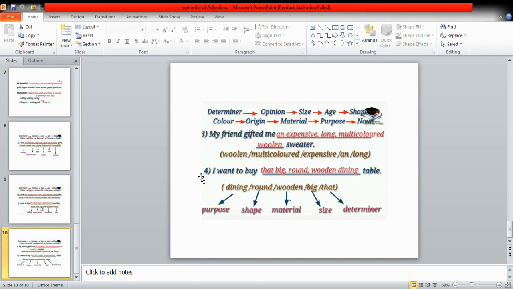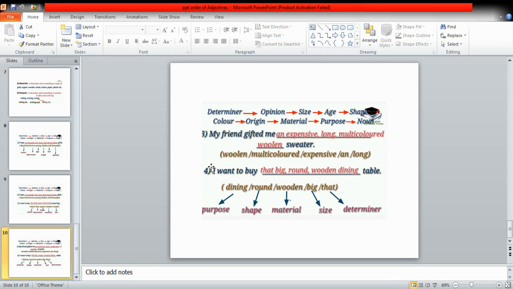Or you can easily identify it. If some options are there, in different options you can easily identify which is the right option if you write the sequence of the order of adjectives with some lead pencil on some rough sheet. So it would be very, very easy for you to put them in the right order or to identify the right option. So this is the whole idea which we were supposed to discuss today. I hope that you must have understood it very well.